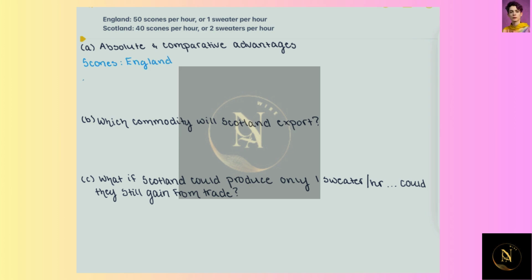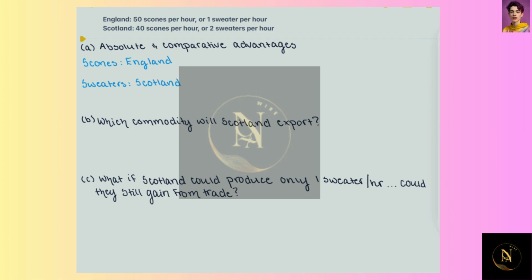Now, if we're looking at sweaters, England can produce 1 sweater per hour, but Scotland can produce 2 sweaters per hour. So Scotland is better at making sweaters than England. So we can say that Scotland has the absolute advantage in producing sweaters.